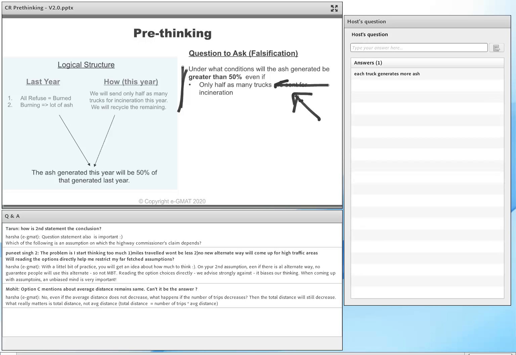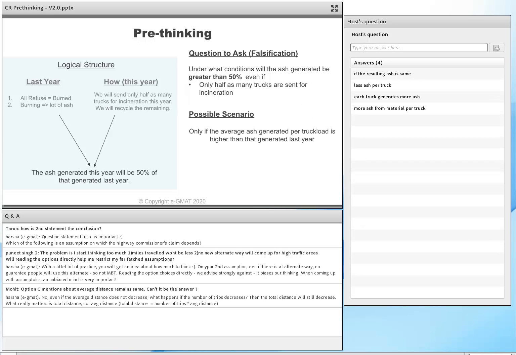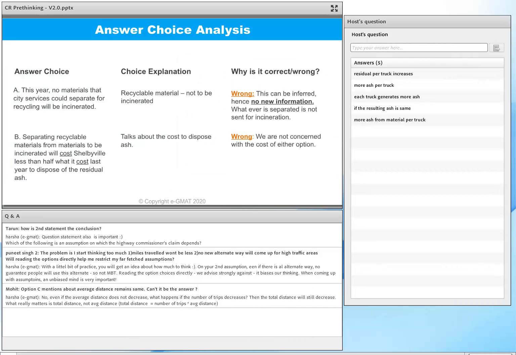If each truck generates more ash, yes. If each truck generates more ash, that's the only scenario in which my conclusion would break down, which means the assumption is that my ash per truckload means I want to make sure that the trucks are not stuffed so much that I put 3x as much refuse this time as I put last time. So my assumption is that the ash per truckload is going to be similar to or lower than what it was last year. Okay, that's my assumption over here, which is what is my correct answer.